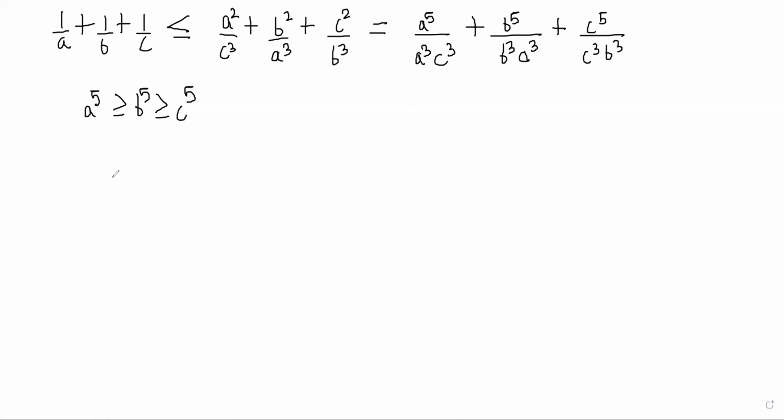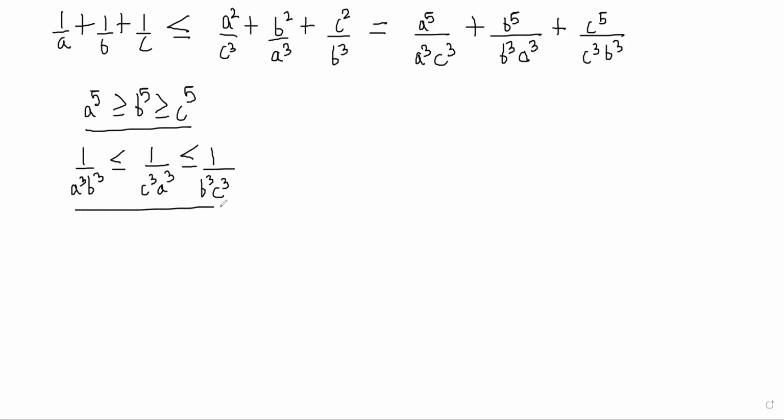And we also have the sequence 1/AB ≤ 1/CA ≤ 1/BC. So we have 1/(A³B³) ≤ 1/(C³A³) ≤ 1/(B³C³), right? We have these two sequences which are true. And now think of what kind of a sum this is. This is A⁵, the largest term, multiplied by 1/(A³C³), the middle term. And similarly, B⁵ multiplied by the smallest term. The middle term is the smallest term, right? So this is looking like a random order sum, right?